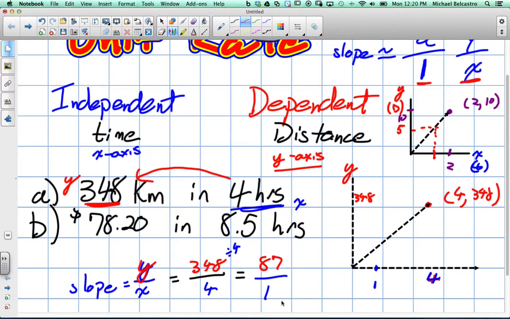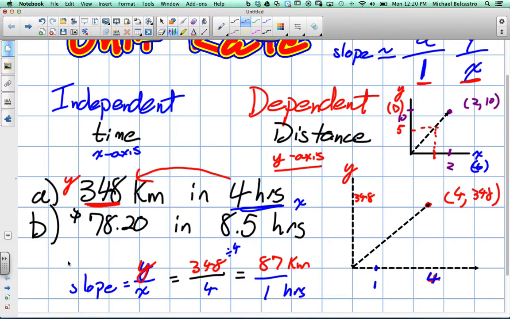But what are our units here? It's a good thing we color-coded it. What are the units with this? 87 what? Kilometers. And what was our unit rate? Hours. So it's 87 kilometers per hour. And that's how we set that idea up.